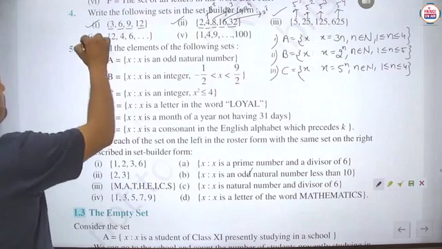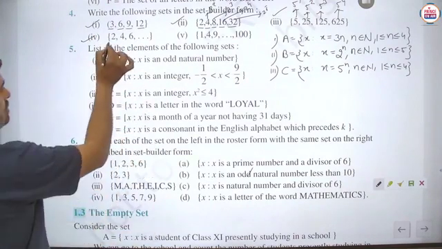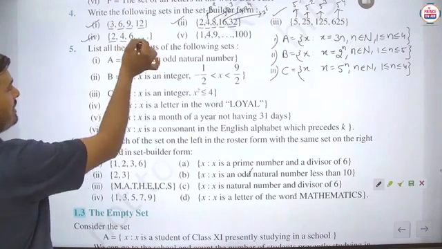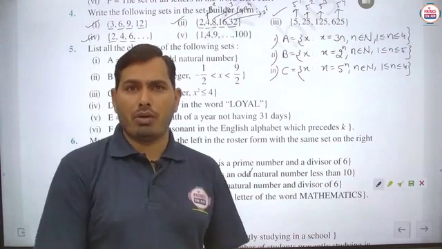Next, we have to take the fourth part. In the fourth part you can just check, students: this is 2, this is 4, this is 6 and so on. Is it clear? Means there are an infinite number of elements available in this set.